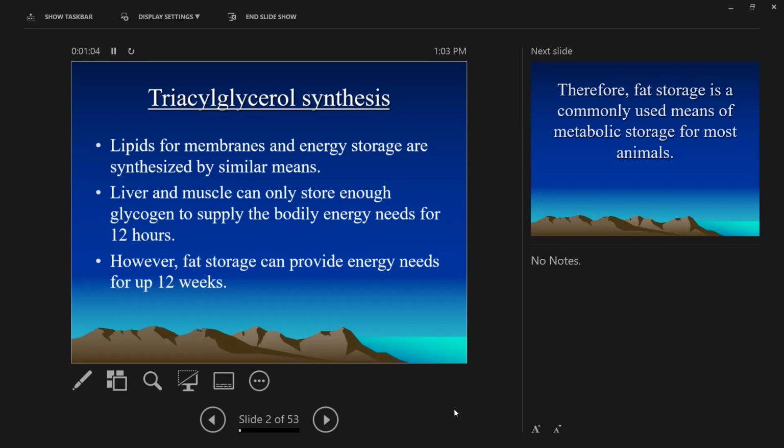So I know fat gets a bad rap, particularly in our society, largely because Western society has too much of it, but fat, don't knock it, because metabolically, fat's a great energy source and it can serve other features as well. So your body can only store enough glycogen to supply your needs for 12 hours. Fat can provide your energy needs for up to 12 weeks. The same amount of fat, you can get a lot more energy out of it. So that's very good storage material.